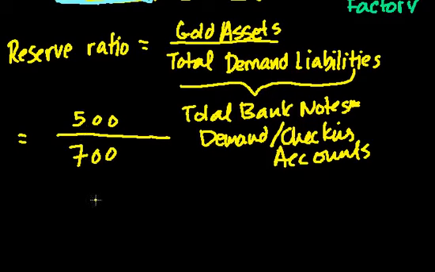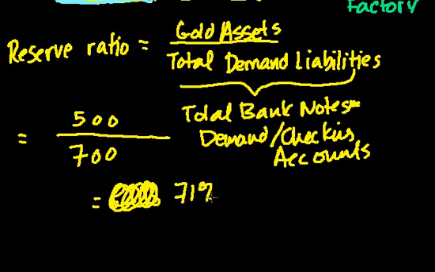I don't know what 5/7 is. 7 goes into 5 how many times? 7 goes into 50, 7 times, so it's like 71%. Right, 7 times 7 is 49, right? 71%, so that's its reserve ratio.